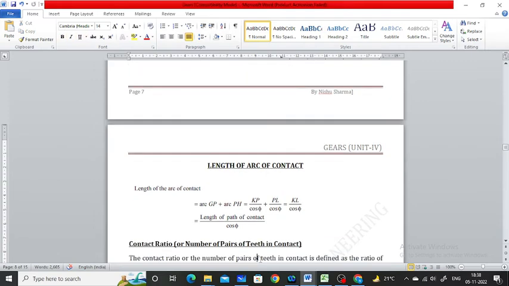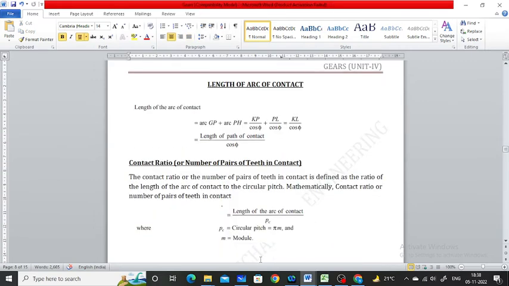Now we discuss the contact ratio, or number of teeth in contact. Okay, it is very important.